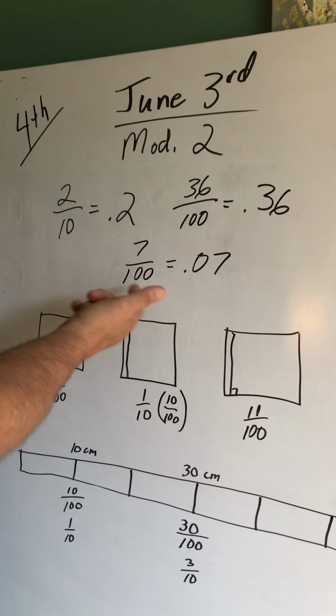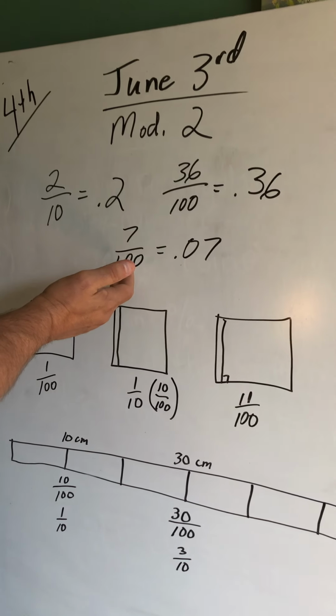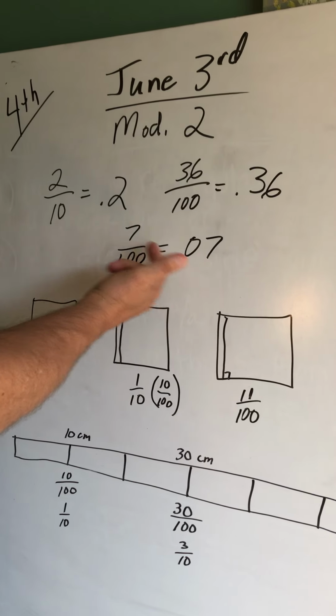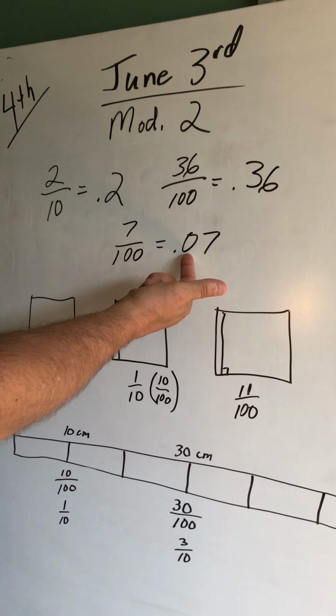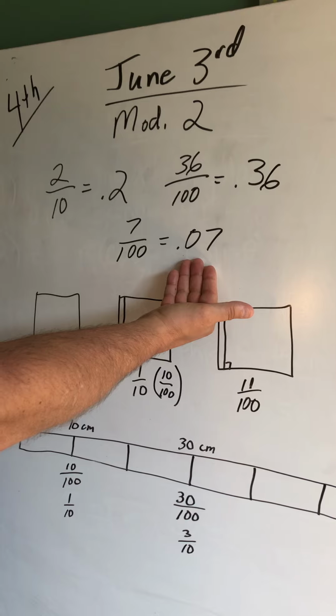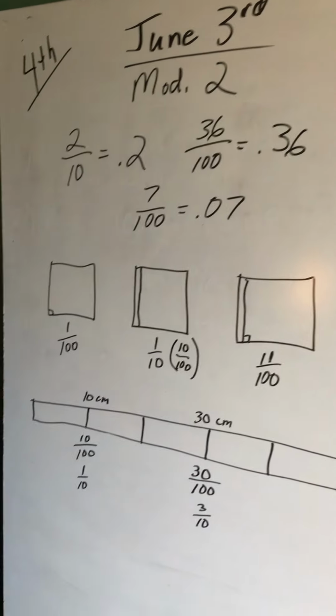Now, what happens when there's a single digit hundredths? This is 7 hundredths. So there's no tenths. See, it's not even up to a 10, it's only 7. So there are no tenths. This is 7 hundredths, 0.07. Keep that in mind.